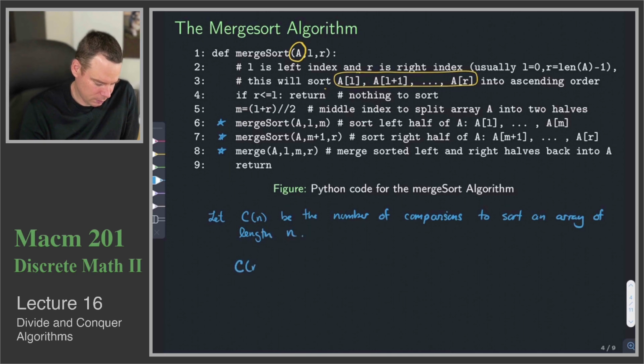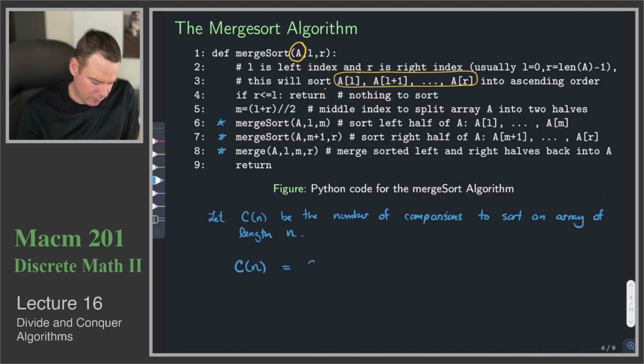So what is Cn equal to? Well, we just need to figure out what's going on at lines 6, 7, and 8, because those are where the comparisons are happening. So to sort the array of length n, we've split it up into two arrays, one of length n1, one of length n2, our left and right arrays.